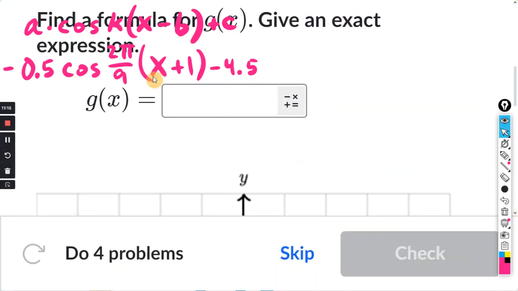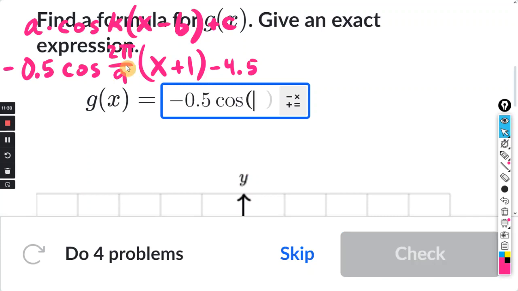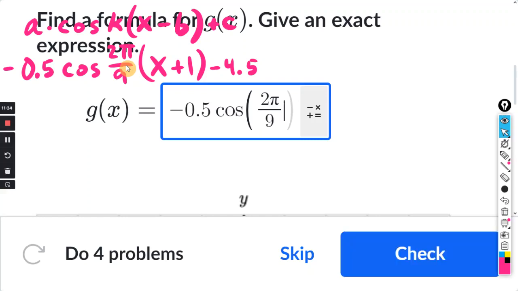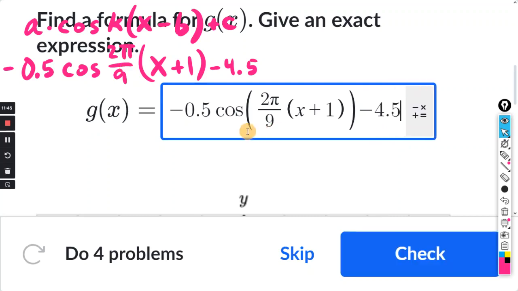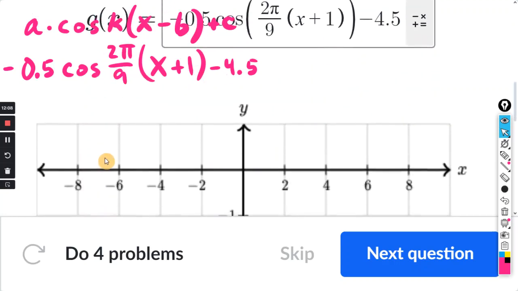So I'm going to try to enter it in this form. I don't think it's going to take it, but I'm going to start with -0.5, type cosine, and use the parentheses twice. So I'm going to do 2 pi over 9, and use parentheses again, x plus 1. Close the parentheses twice, and then do minus 4.5. So I wrote it in factored form. I don't think it's going to take it, but let's just see what happens. Oh, great, terrific. So you can write this equation in the factored form. It's actually much easier that way. It took my answer exactly as it was.